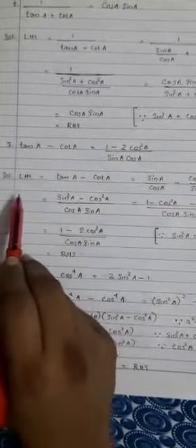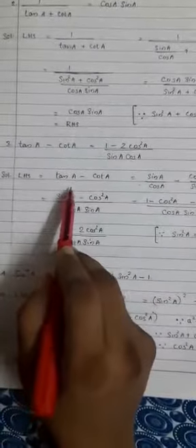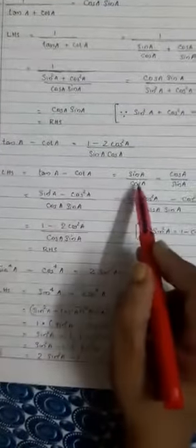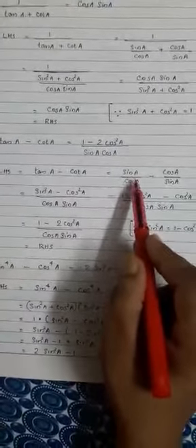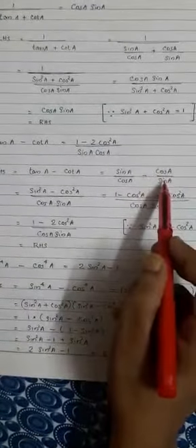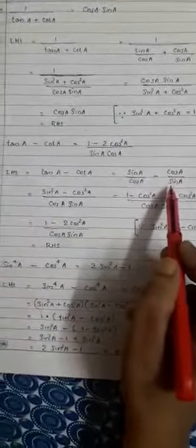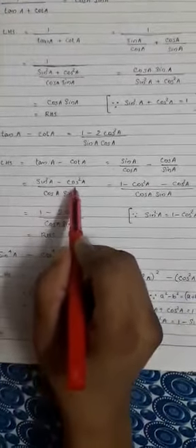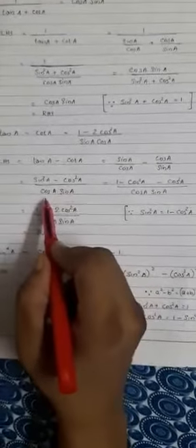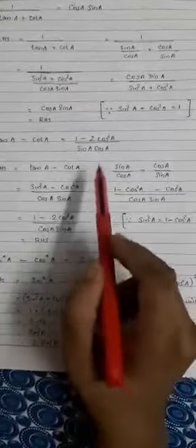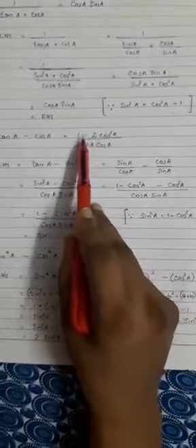Here LHS equal to tan A minus cot A. That is equal to sin A by cos A minus cos A by sin A. Taking the LCM, sin square A minus cos square A divided by cos A sin A. You know here the answer is coming as 1 minus 2 cos square A.